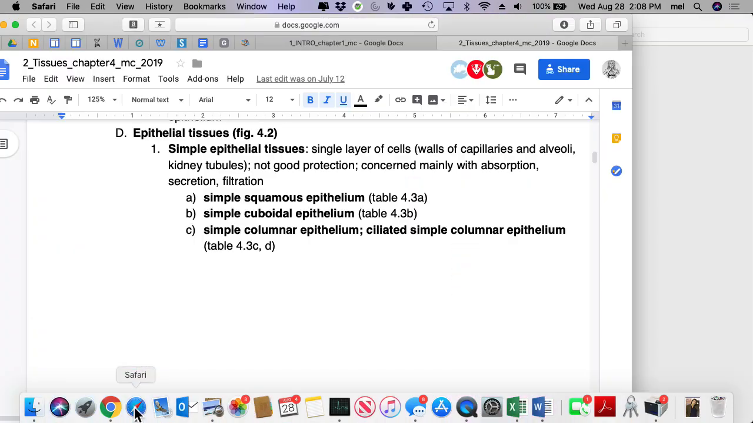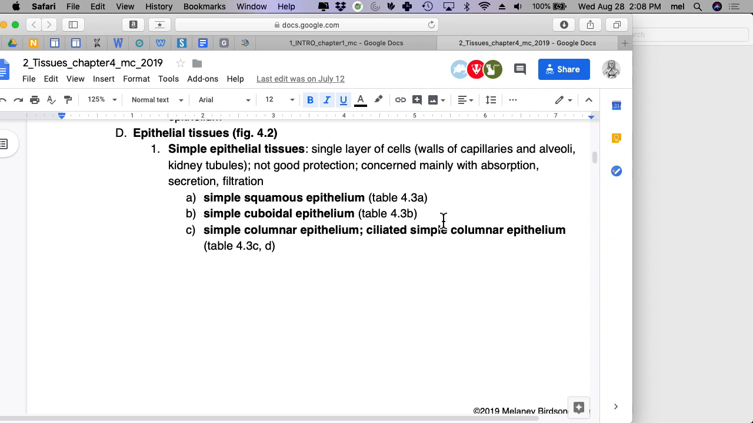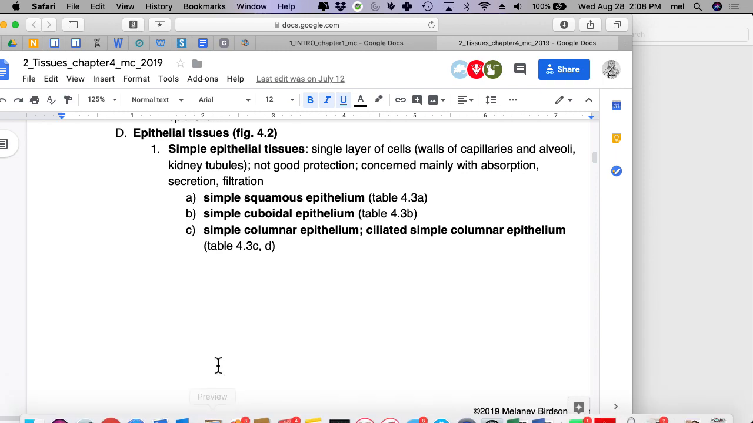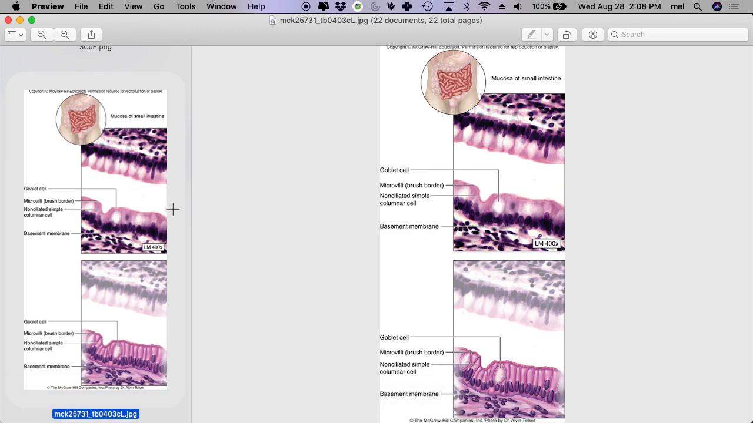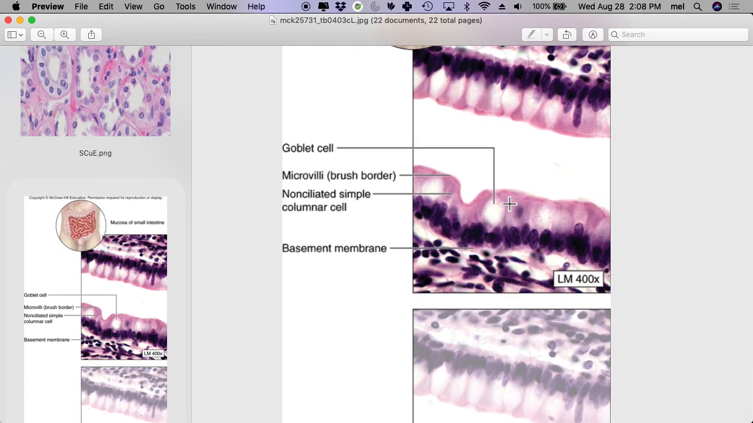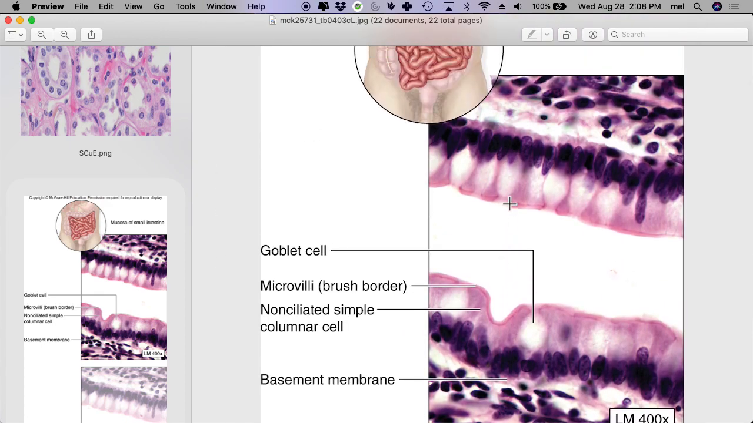Okay, so now the last one for the simple tissues: there are two different types of simple columnar epithelium, but before we separate the types, let's make sure that we can recognize it as simple columnar. So let's look at a couple of figures of it. This is the figure from your textbook, so let's look at this one first. Can you recognize first that it's an epithelium? Yeah? And then second that it's simple?